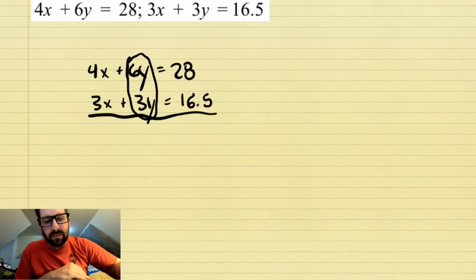I'm going to pick this. It doesn't matter which one I picked, I just picked y's in this case. I want to make them the same number. So I can make the y's both 6s, I can make them both 18s, 12s, it really doesn't matter, I can make them anything I want. I'm going to make them both 6s.